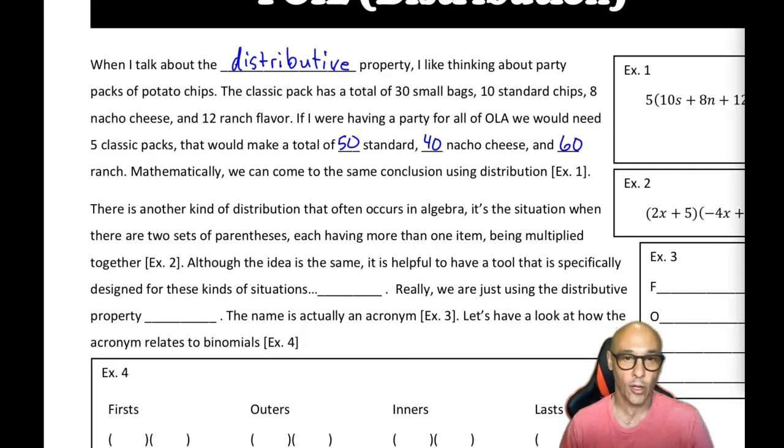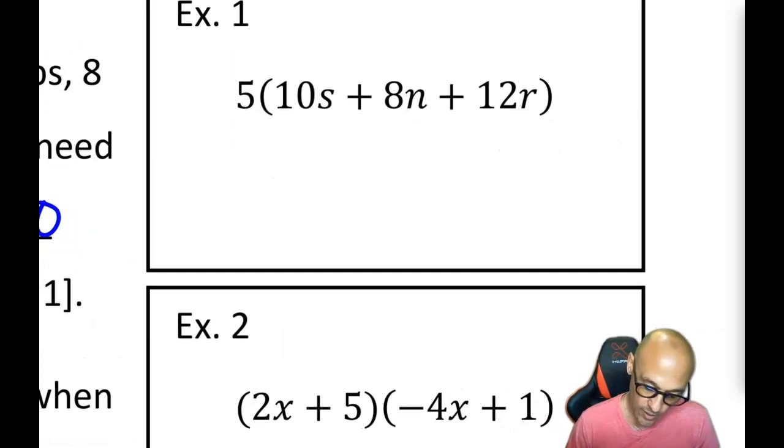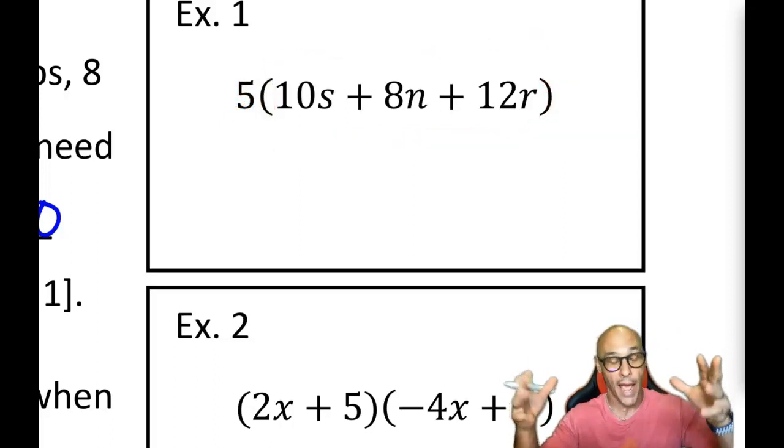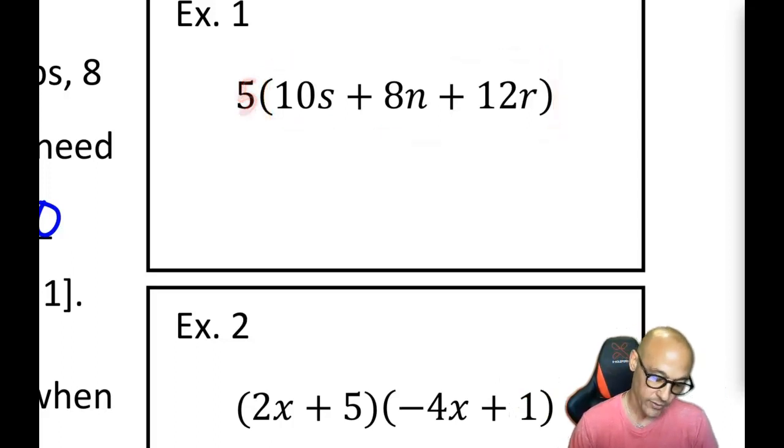Mathematically, we can come to the same conclusion using the distributive property. So this S is for standard, N for nacho cheese, R for ranch. And we have a total of 5 of these party packs. So the party packs are inside the parentheses. That's like one party pack. So one party pack has this, and we want 5 of those.